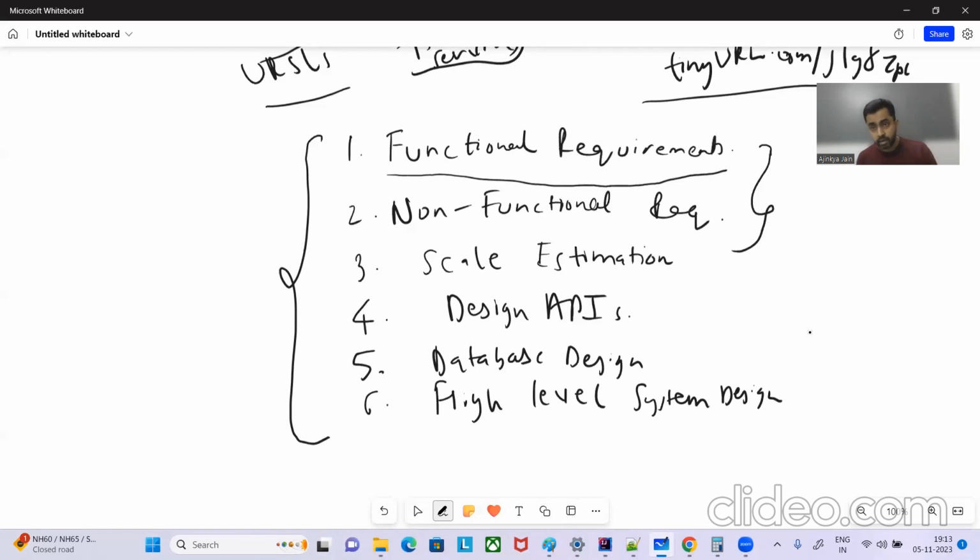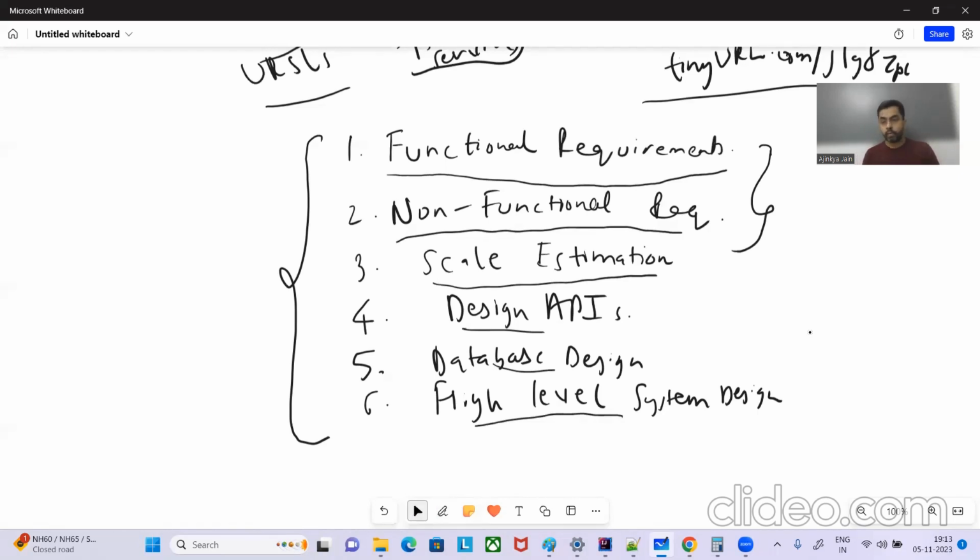You need to first understand what problem we need to solve. Then we ask about the functional requirements, the non-functional requirements, and the scale estimation. Based on this, we design the APIs and the database, work out how much storage is needed, and then do the high-level system design: how many instances of the services, or whatever architecture we use, such as microservice architecture, and how many services will be required.